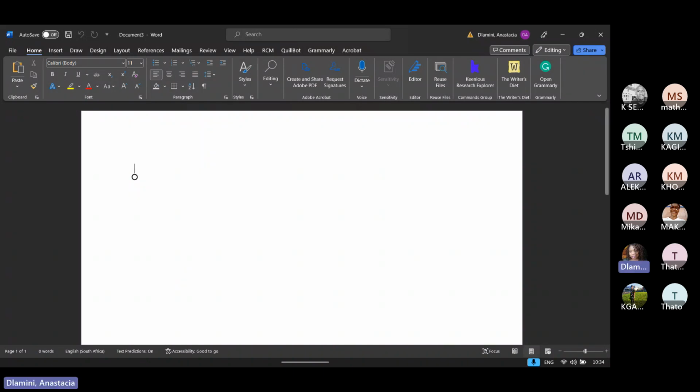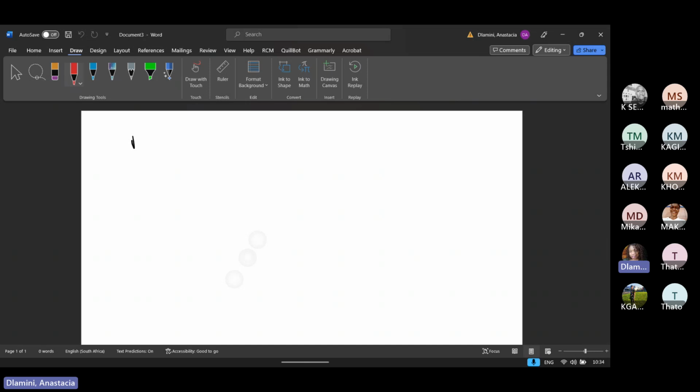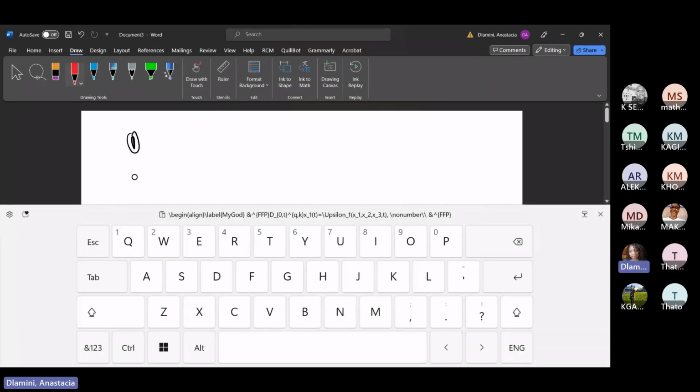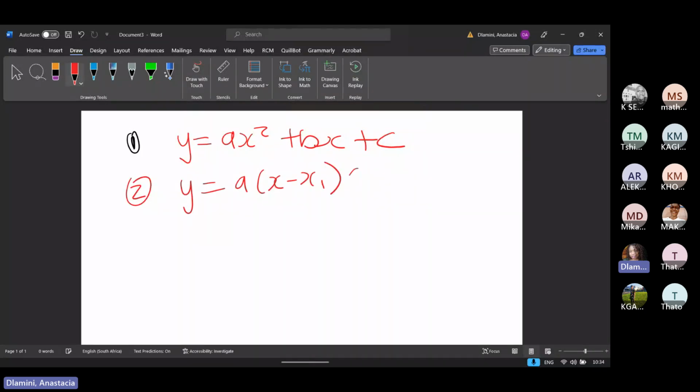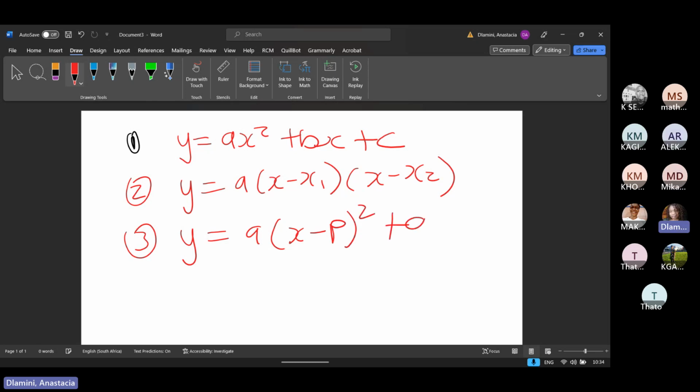Okay. So from the previous discussion class, we said we have 3 forms. We have y equals ax squared plus bx plus c. That's the standard form of the parabola. And then number 2, we have y equals a(x minus x1)(x minus x2), where x1 and x2 are the x-intercepts of the parabola. And then number 3, we have the vertex form, which is a(x minus p) squared plus q. So in the exam, you'll be given one of these equations, whether your parabola will be in the vertex form, standard form, or the x-intercept form.